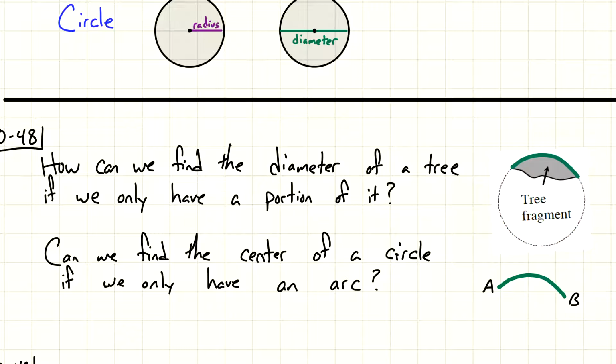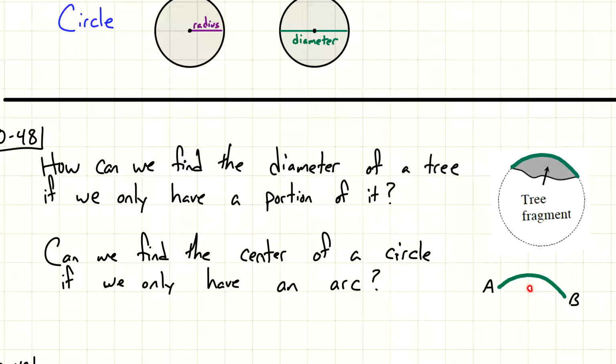All right, so if we look at just the piece that we do have, if I know this piece of the tree represents this part of the circumference of the full tree, assuming the tree's somewhat round in shape, can we use just this curved portion to maybe figure out where the center would be? Can we find the center of a circle if we only have an arc? So if I have this arc AB, can I figure out where the center of the circle is? Is it going to be right here?